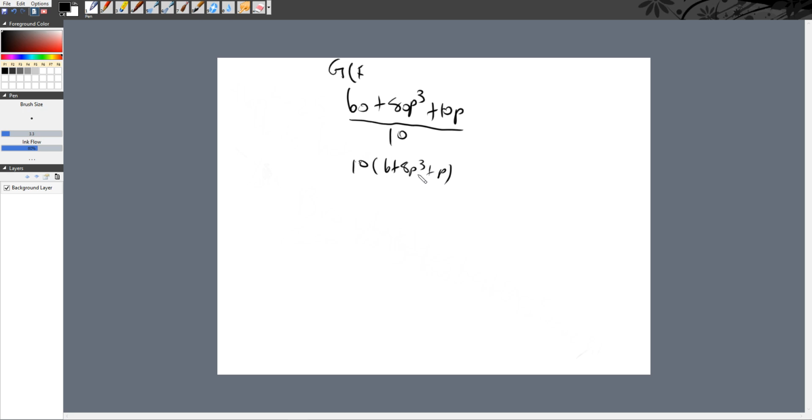Because all this is divided by 10, and then after doing that, because the objective of factoring is to simplify it as much as you possibly can. So after this, you can't really simplify it much at all.